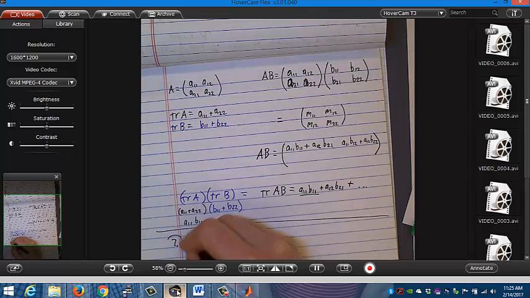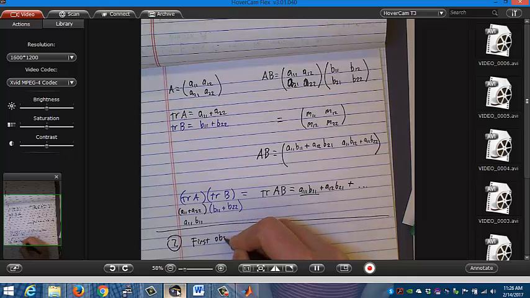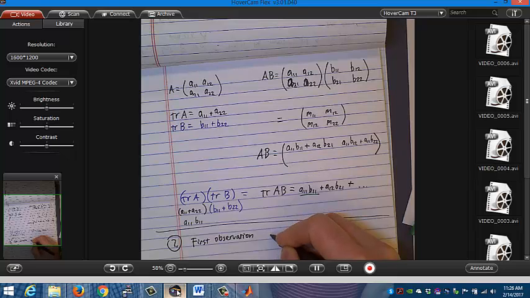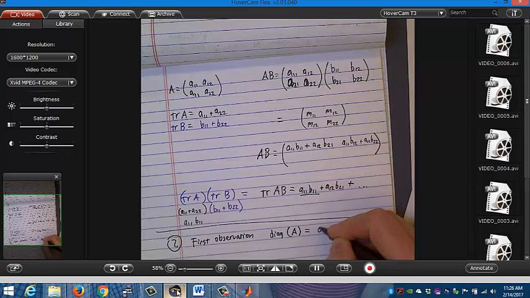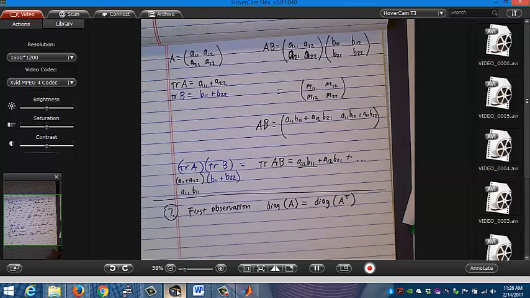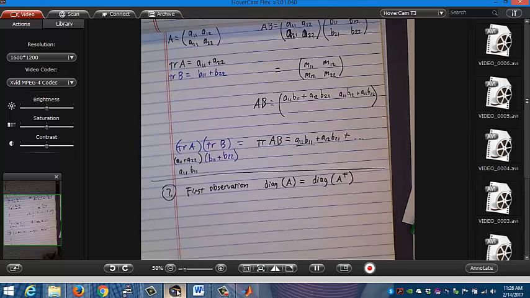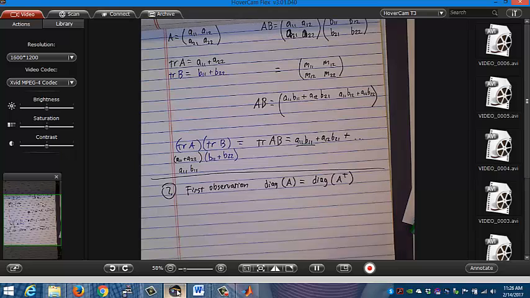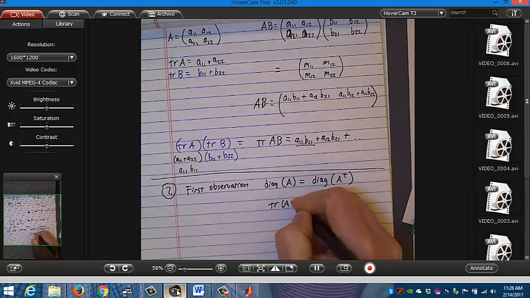Nice. So let me write that down first. First observation is that the diagonal of A is equal to the diagonal of A transpose. That's true. And so when you do the trace of both A and the transpose of A, they're equal.